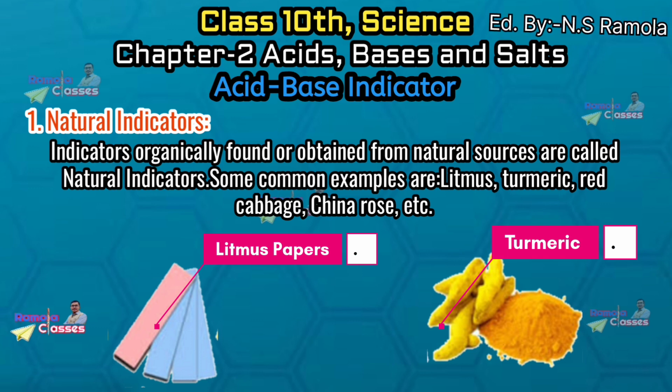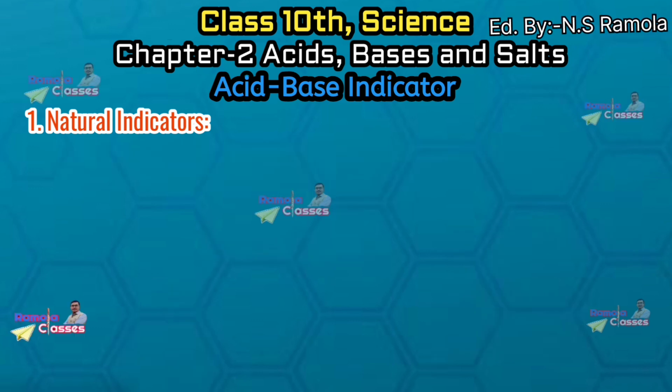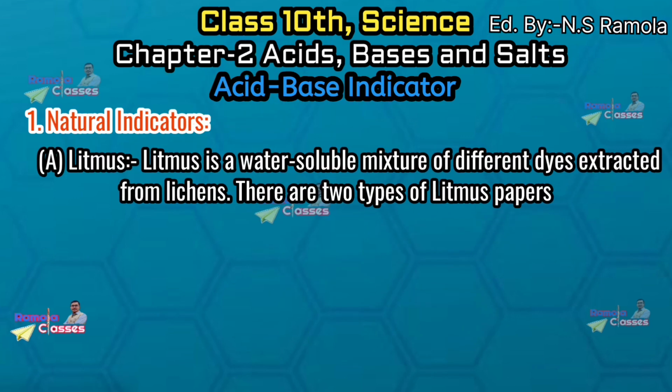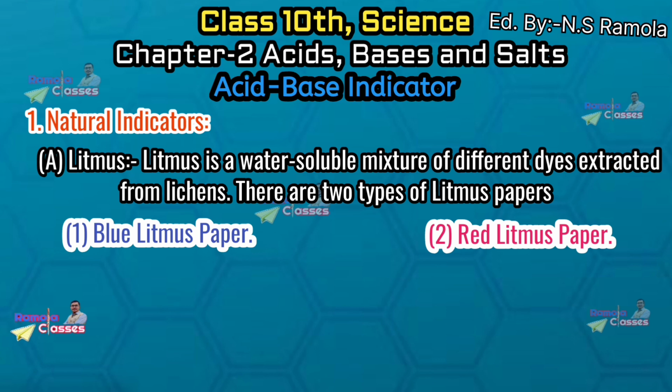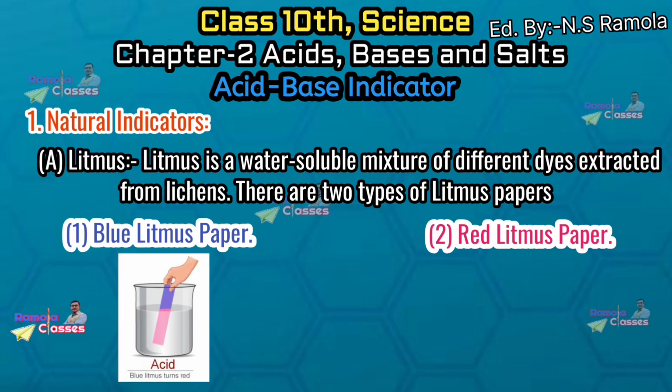Now, the first is litmus. Litmus is a water-soluble mixture of different dyes extracted from lichens. There are two types of litmus paper: first is blue litmus, second is red litmus. How can we identify the solution? In acidic medium, blue litmus paper turns red, and in basic medium, red litmus paper turns blue.